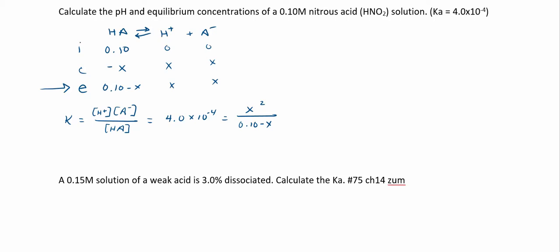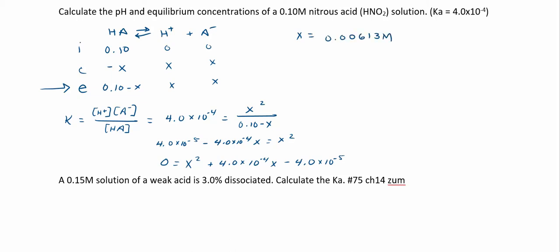Now, this is one of those that's right on the edge of can I simplify or not. When in doubt, don't simplify, work through the quadratic. So multiply both sides by the denominator here. You should get 4.0 times 10 to the negative 5 minus 4.0 times 10 to the negative 4x, and that is equal to x squared. Again, to use the quadratic, we need everything on one side so that we're equal to 0. So this is what the quadratic should look like before you put it in the solver or use the quadratic equation.